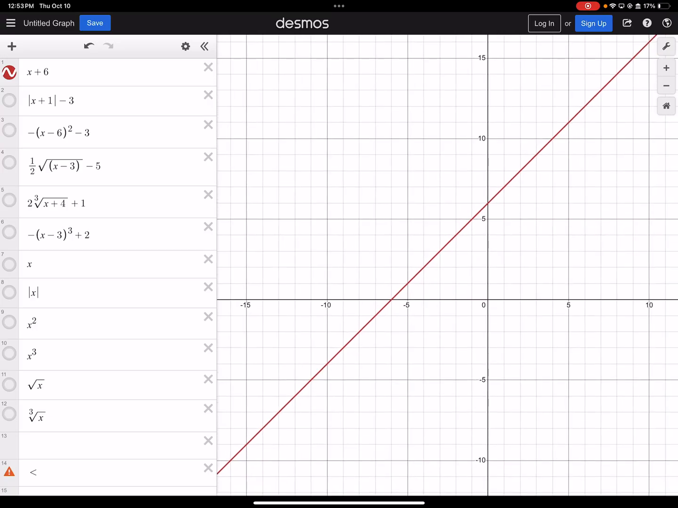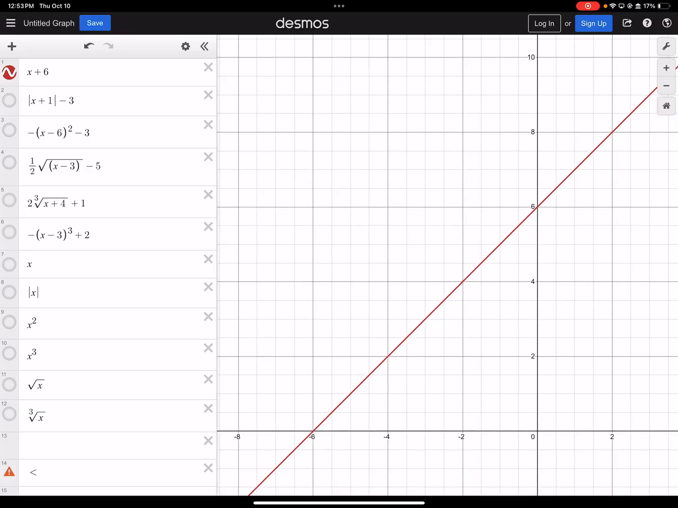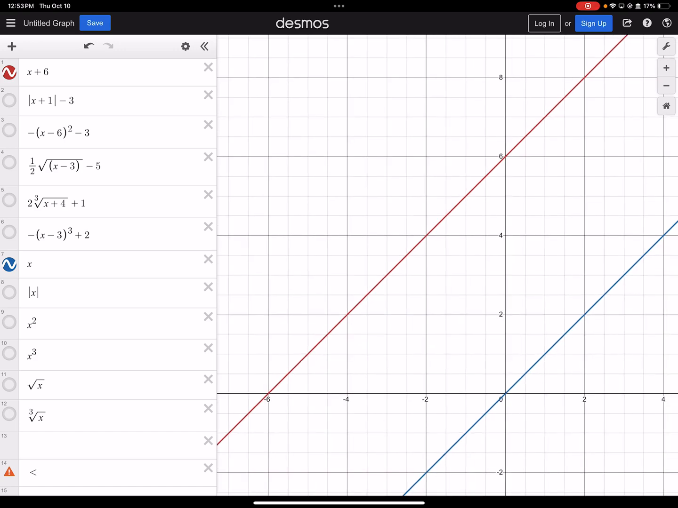Okay, so this is what that graph looks like. What do you notice? What has happened to it from the parent function? If I zoom in here a little bit, what's happened from the parent function? Remember what the parent function looks like. The parent function looks like that. What has happened to it? It moves north. The y value increases by how many? 6. Okay, so we can say it moved up 6, right?